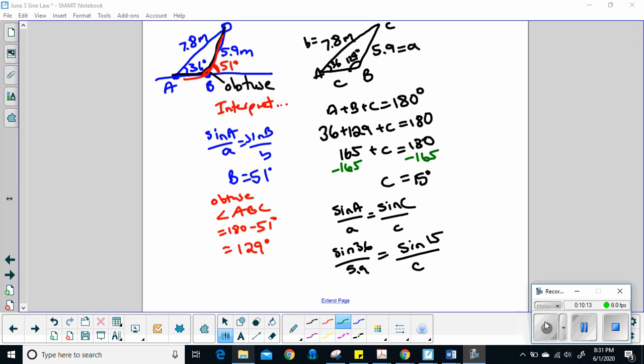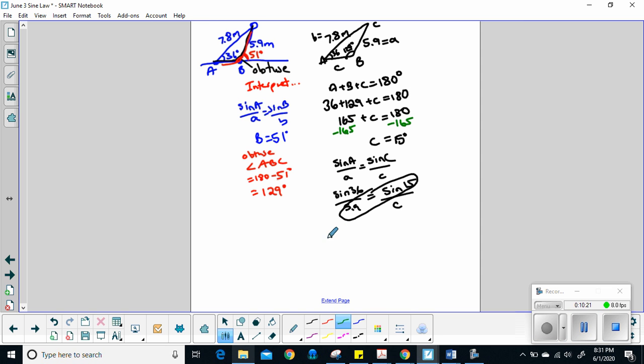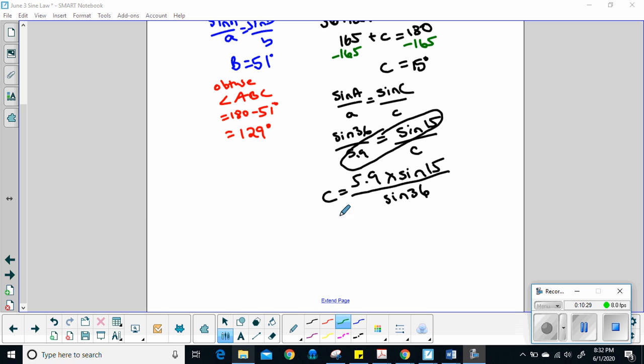All right, so let's do our cross multiplying here. The numbers that are diagonal from each other are going to be the ones that we multiply. So C is going to be equal to 5.9 times sine 15, all divided by sine 36. So just throw all that into your calculator, and your side length is going to be 2.5979. Oh my goodness. Let's round that up to 2.6 meters.